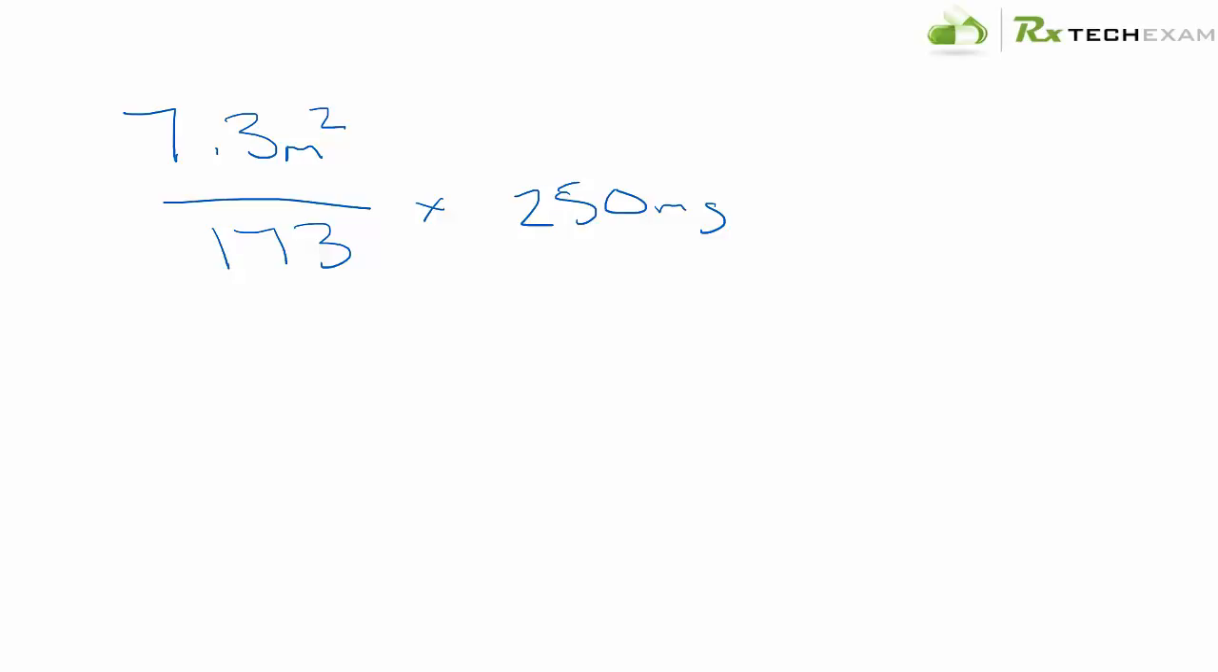So let's see. All right, so 7.3 divided by 173 times 250 is 10.4. And again, just like the other two dosages, this is going to be in milligrams. So this is how you're going to calculate a child's dose using the body surface area method.